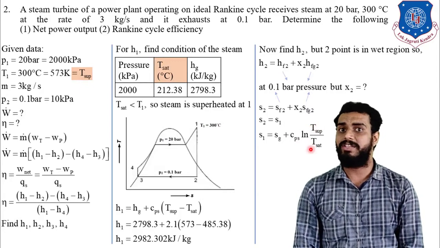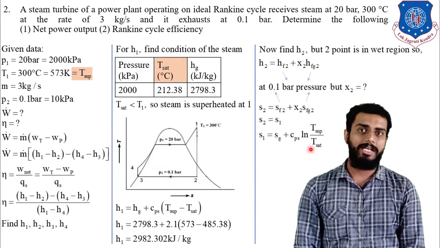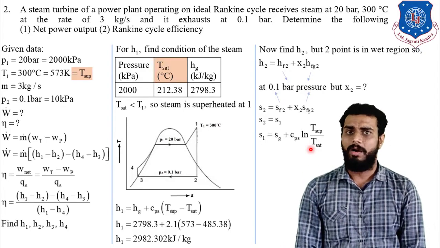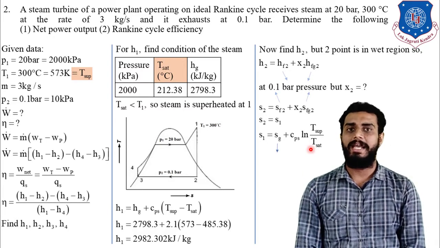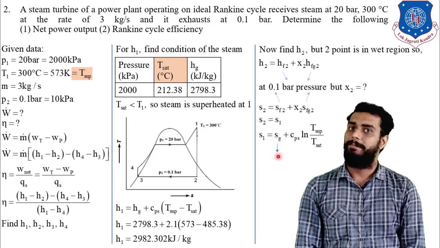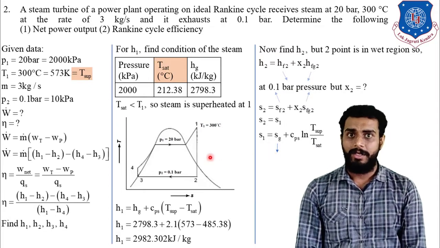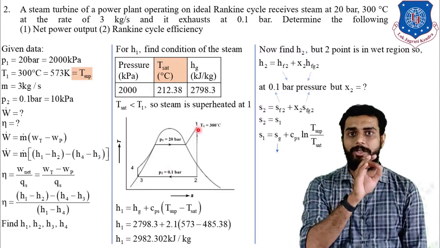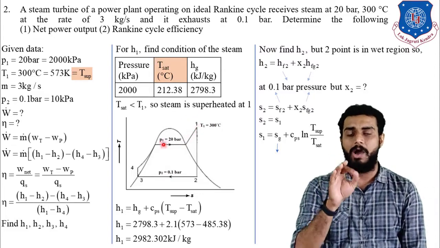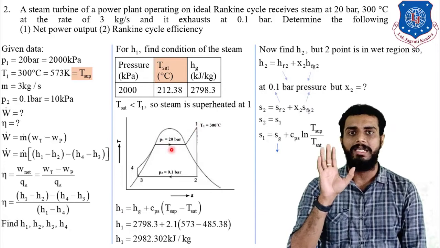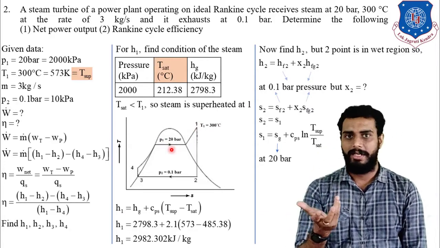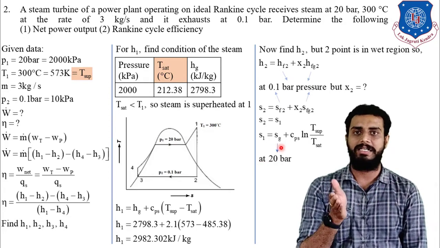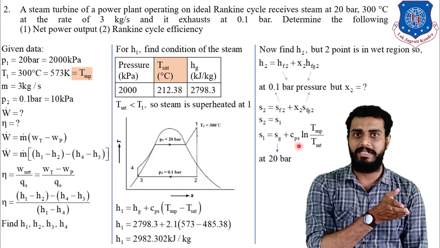Okay, so in this equation, let us find out Sg. At which pressure will you take Sg? Obviously Sg will be taken at point number 1, and the pressure given corresponding to point number 1 is 20 bar. So from the steam table at 20 bar, you will find out the value of Sg. Cps is already given, right? That is 2.1. T superheated is 300 degrees Celsius and T saturated is 212.38 degrees Celsius.